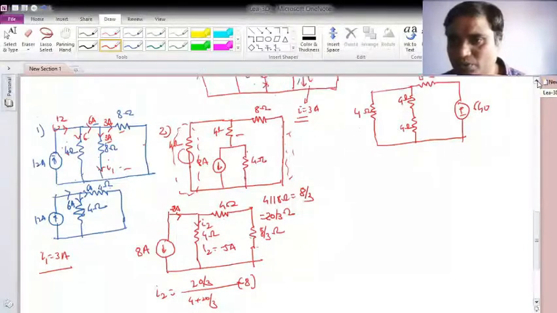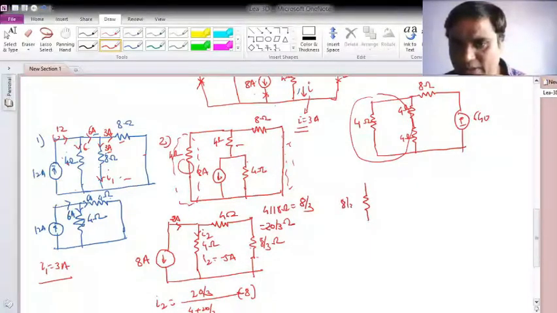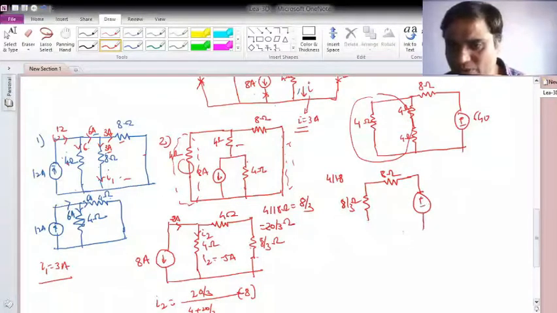Okay, so 8 ohm and this is in parallel with 4 ohm. So I'll take this parallel combination. So it will be 8 by 3, as we already calculated, 4 in parallel with 8 by 3 ohm. Then this will be 8 ohm, and then connected with the voltage source here, whose polarities are like this, and this will be 64 volt.